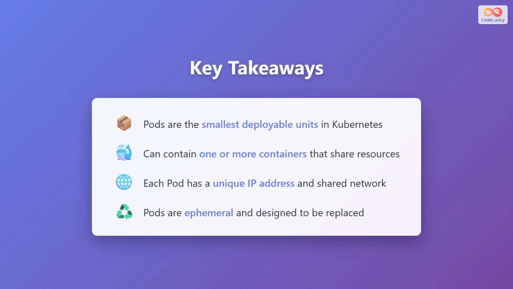Let's recap the key points. Pods are the smallest deployable units in Kubernetes, serving as the foundation for all your applications. They can contain one or more containers that share resources like network and storage. Each pod has a unique IP address and a shared network namespace that enables efficient container communication. Finally, pods are ephemeral by design, meaning they're temporary and designed to be replaced rather than repaired. This ephemeral nature is a core principle of Kubernetes that enables scalability and resilience.